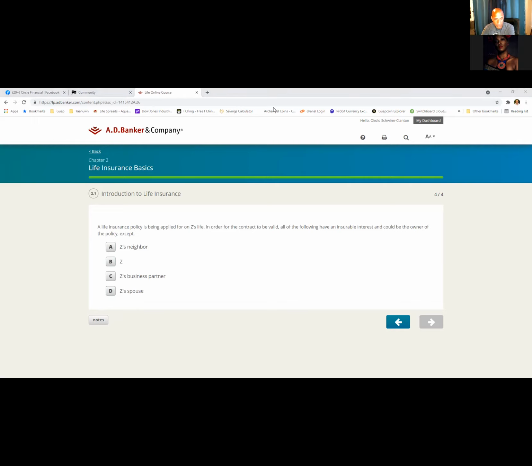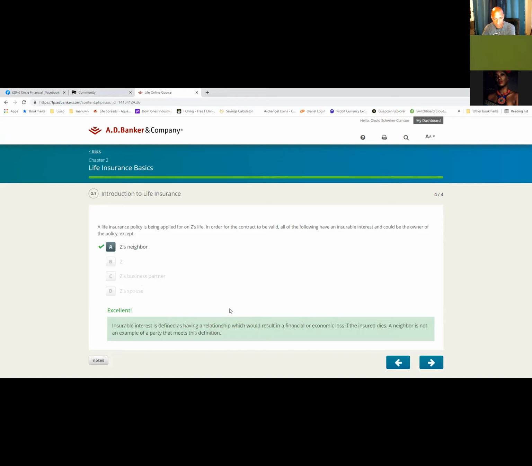A life insurance policy is being applied for on Z's life. In order for the contract to be valid, all of the following have an insurable interest and could be the owner of the policy, except Z's neighbor, Z's business partner, Z's spouse. Insurable interest is the requirement that if that person passes away, there has to be a financial loss. So we have to be very careful. It says all of the following have an insurable interest and could be the owner of the policy, except which one? A. That's right.